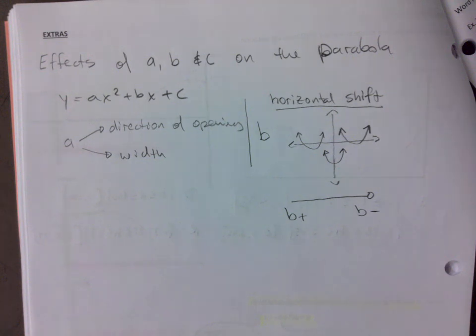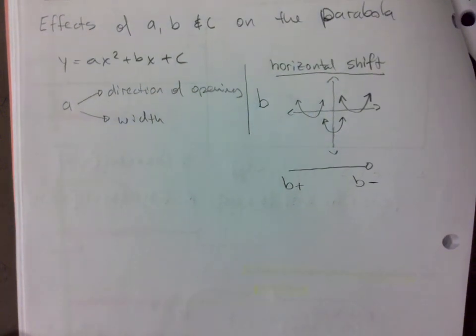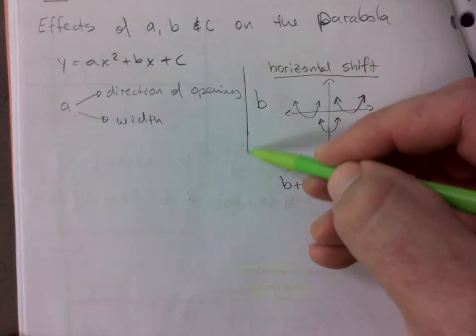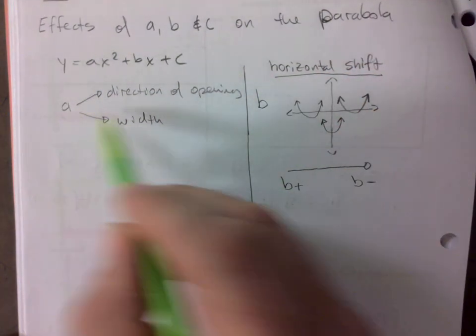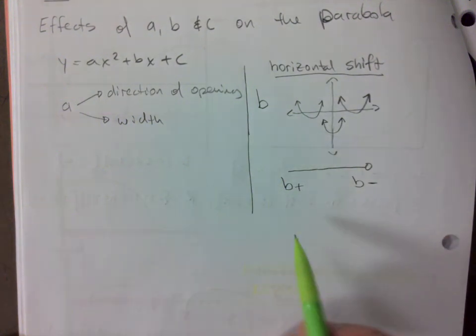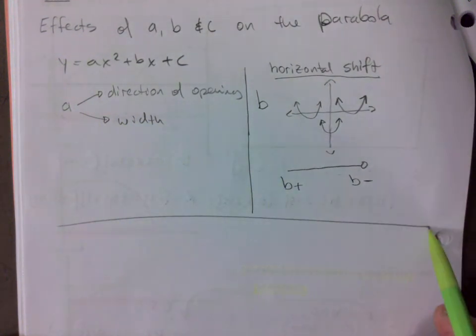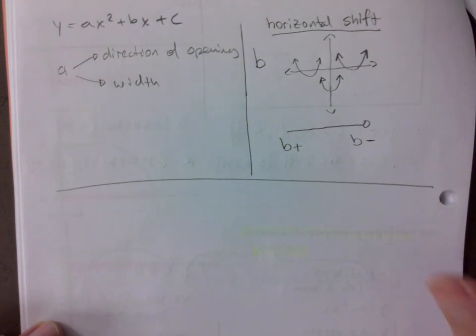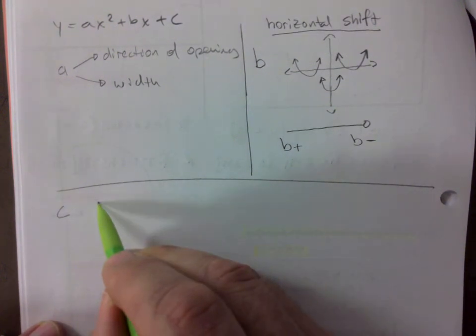And I don't have my Desmos queued up. If I had it queued up, I was gonna show you that. I will yet. I think it's important. So this is what A does. This is what B does. And then last but not least, I'm gonna cut this here. I'm gonna say that C does a vertical shift.